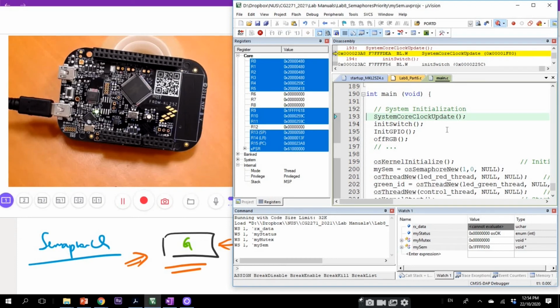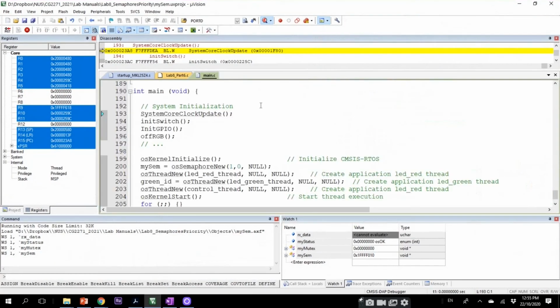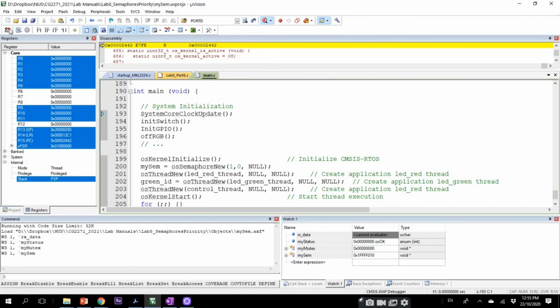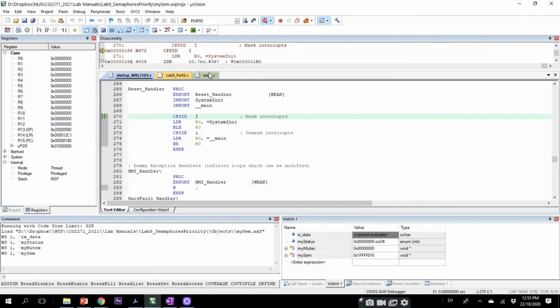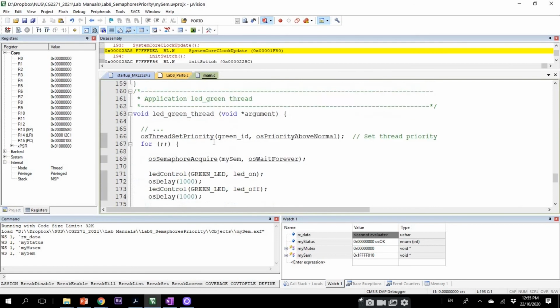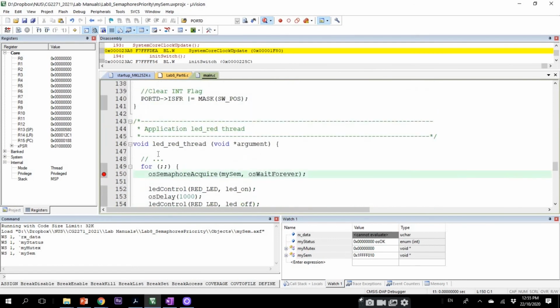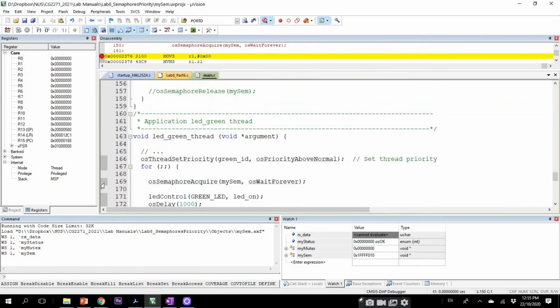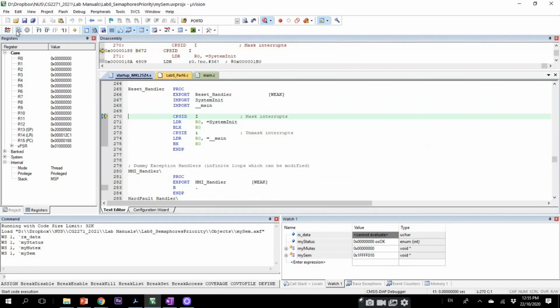Okay, so I've run the code. As you can see, the green LED is the first one to blink, and subsequently, it is always the green LED that is blinking. The red LED never gets a chance to blink. So if I were to put a breakpoint, let me stop the code and reset it. If I go back to my main, I can confirm that the semaphore for the red LED runs first, and only the green thread runs after that. So let me run it and show you.